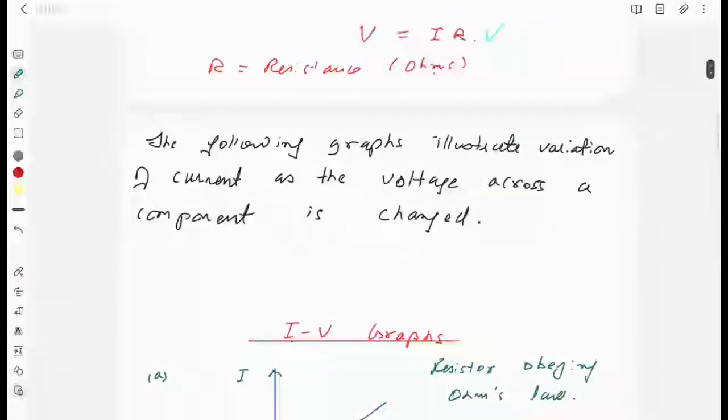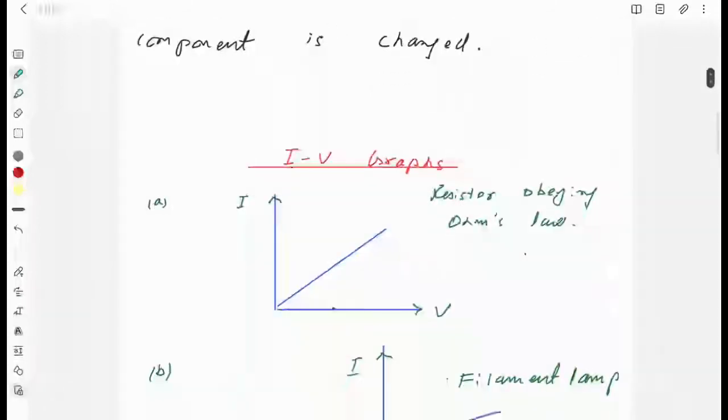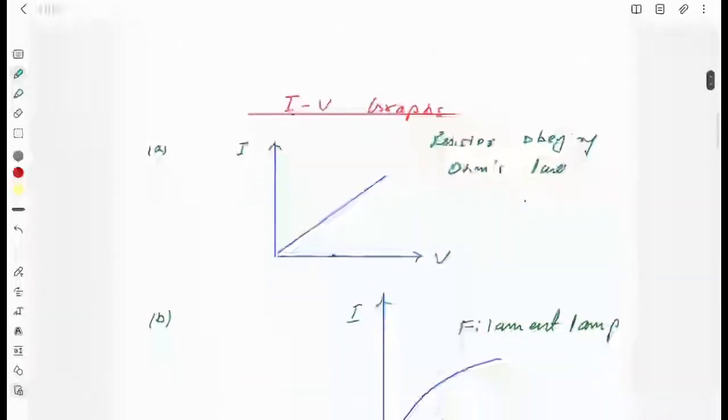The following graphs illustrate variation of current as the voltage across a component is changed. So there are 3 IV graphs which you have to consider. First of all, for resistor following Ohm's law, you get a straight line. In IV graph, I is on your y-axis and V voltage is on your x-axis. I is current, V is potential difference or voltage. So all ohmic conductors follow a straight line.